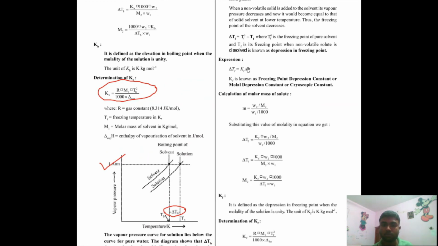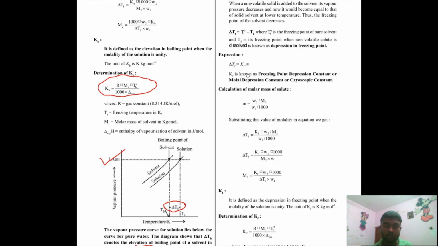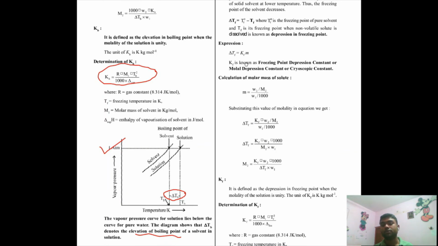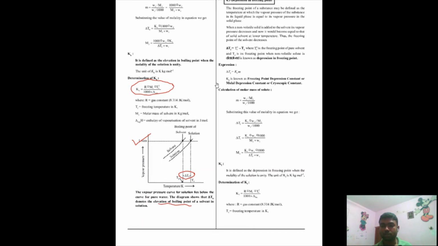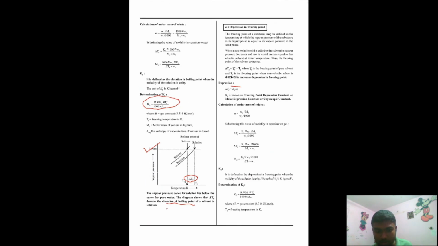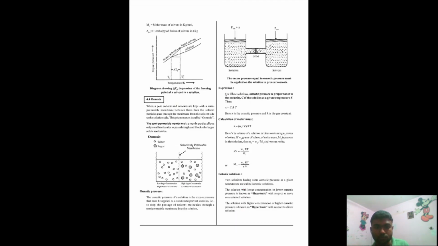Now we come to depression of freezing point. This expression is very important. Depression of freezing point and elevation of boiling point are very similar concepts, but they are equally important. So try to understand and memorize both of the expressions. These are going to be coming in your numericals. The expression for the freezing constant. This graph is also important. This explains the depression of freezing point.